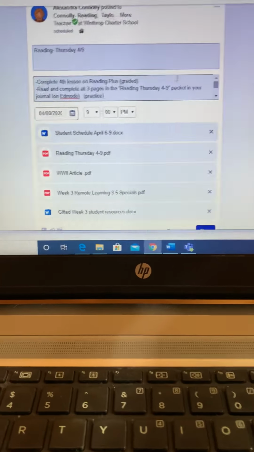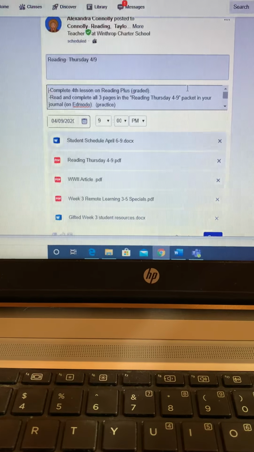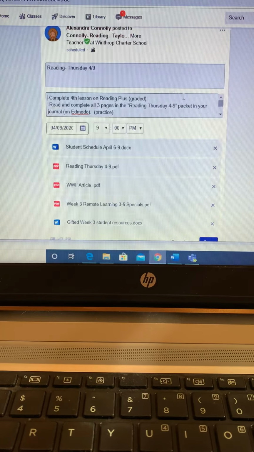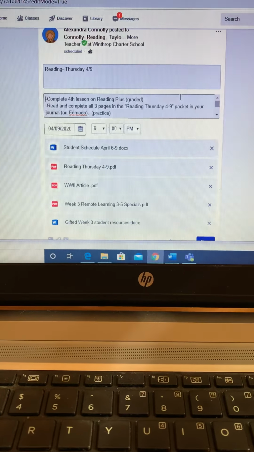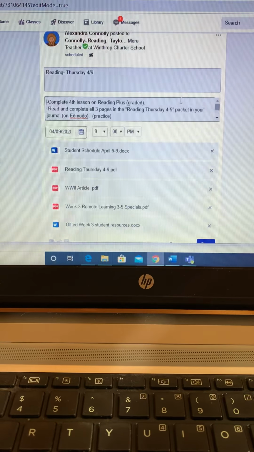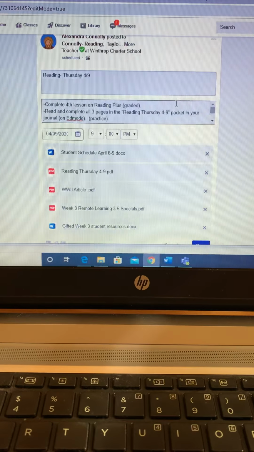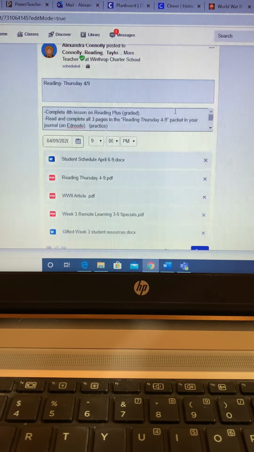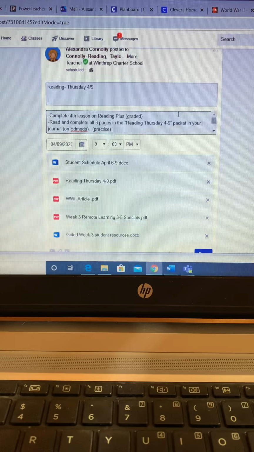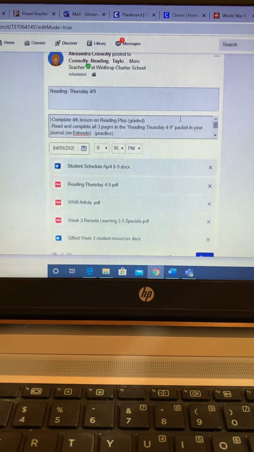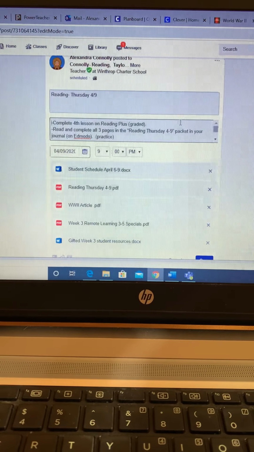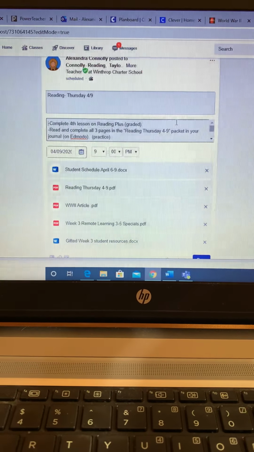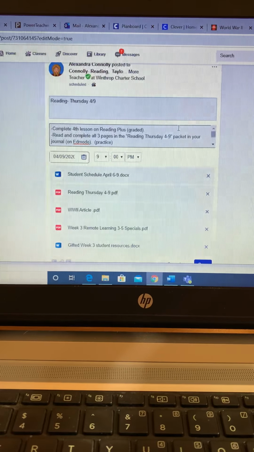All right, so first thing that you need to do is complete the 4th lesson on Reading Plus. And like I've been talking to you guys about, this is graded. So take your time, use your reading strategies, use your rereads, because you want to make sure that you're finishing off the week with 4 passed lessons. Again, the reason it's 4 this week is because it's a 4-day week. If you fail one of those lessons, you can try to do another lesson to make up for the failed lesson. That way you end the week with the 4 passed lessons.